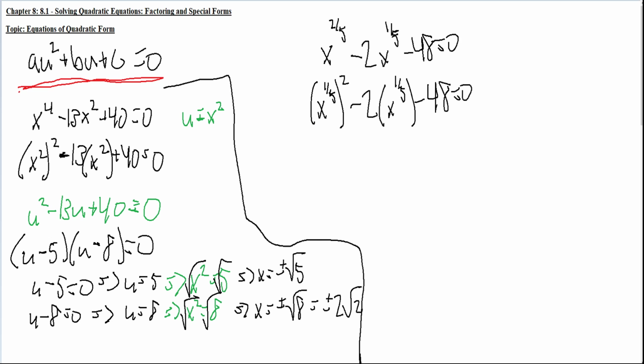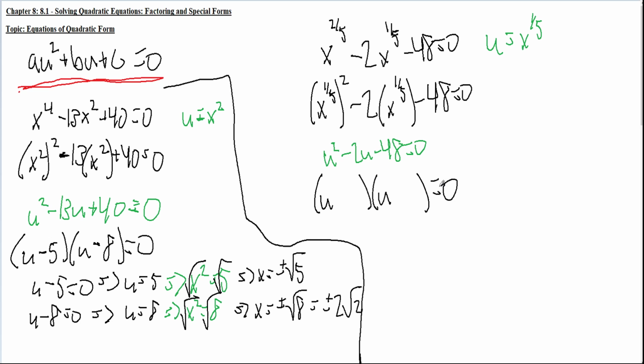As you can see here, what's in parentheses will be my u substitution. So I'll have u equal to x raised to the 1/5 power. And so then I can say that now I have u squared minus 2u minus 48, which is equal to 0. And now I can solve this by factoring as I normally would. So I have u and u right here, which is equal to 0.